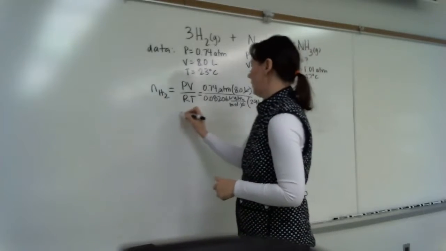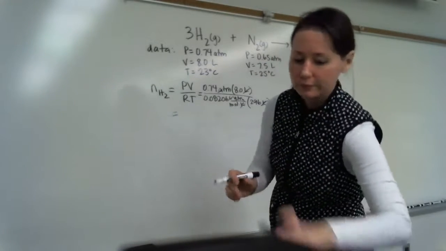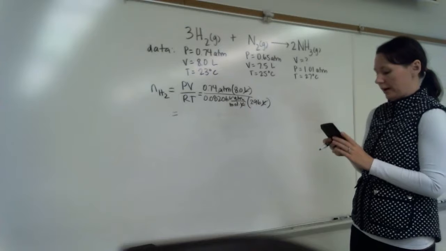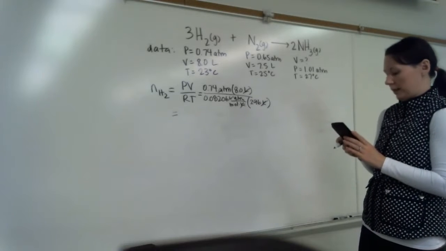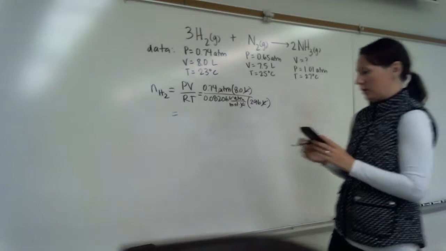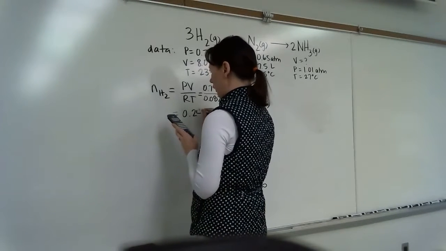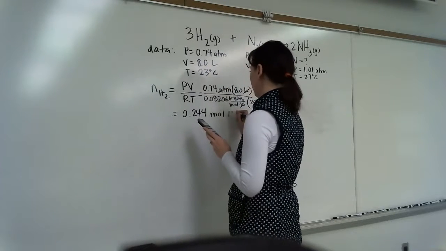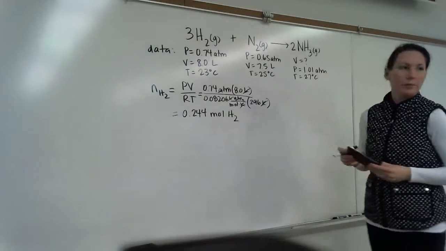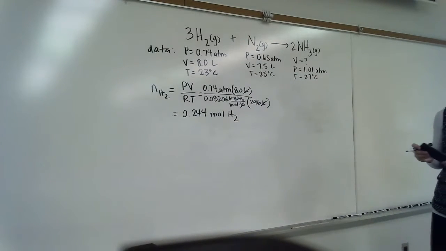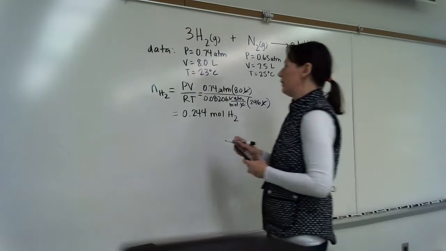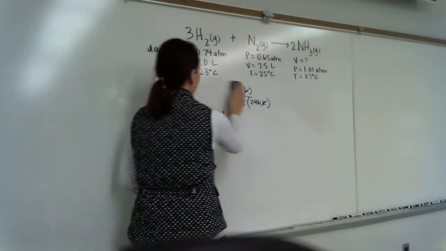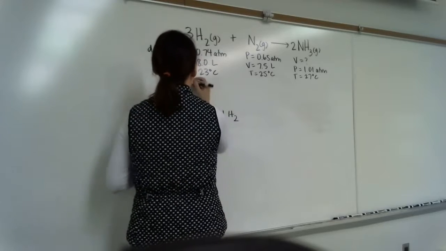So let's do some arithmetic. 0.74 times 8 divided by 0.08206 times 296. I got 0.244. Let's just carry out extra digits. We're going to round at the end. Do we agree? Those of you doing it along with me, do we agree? All right. So let me erase this. Add our value here.